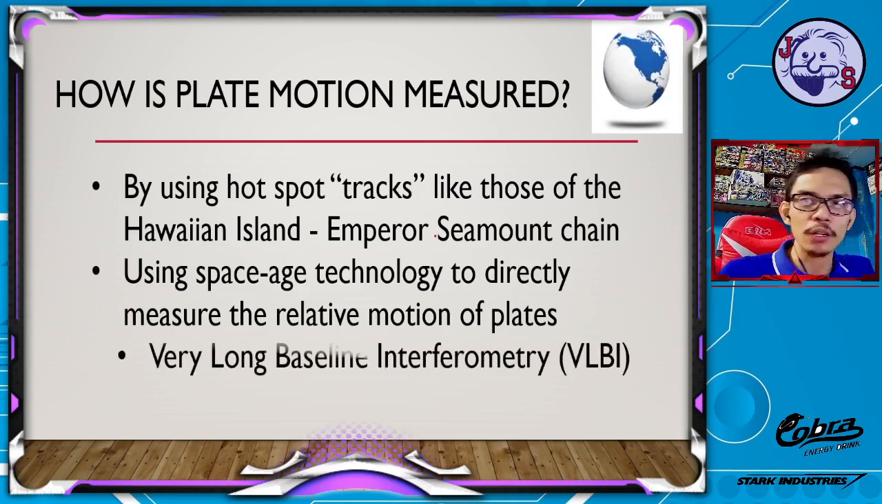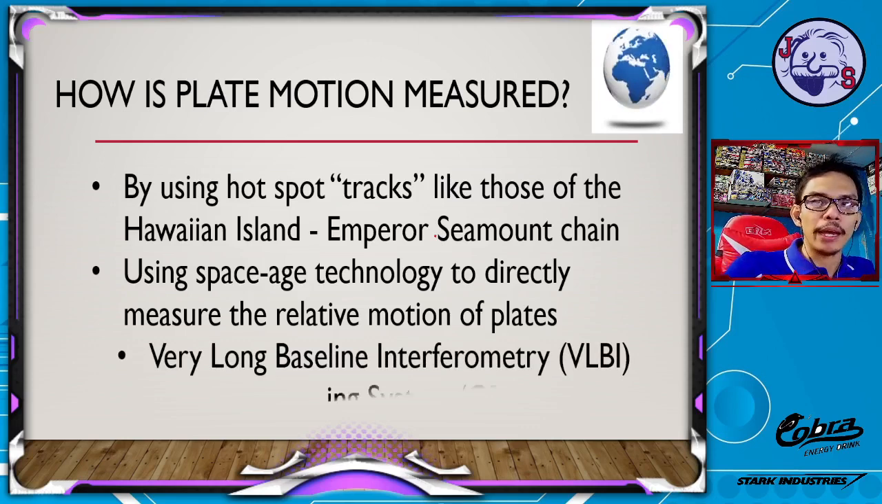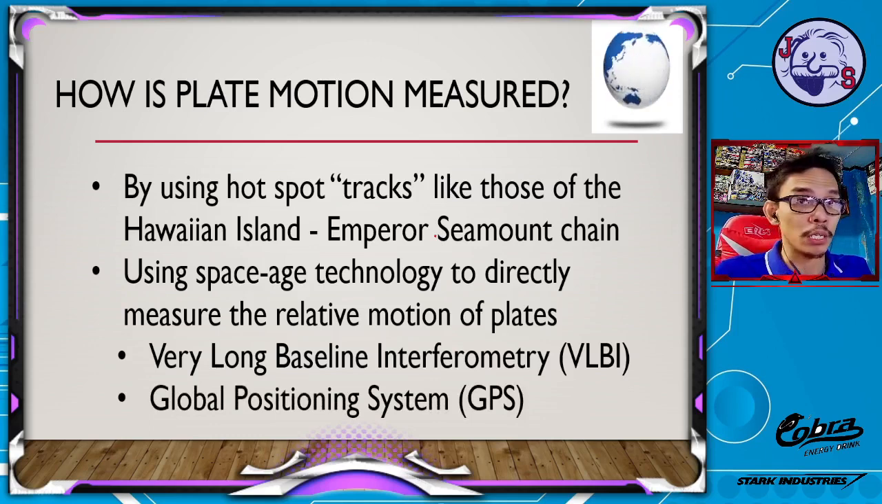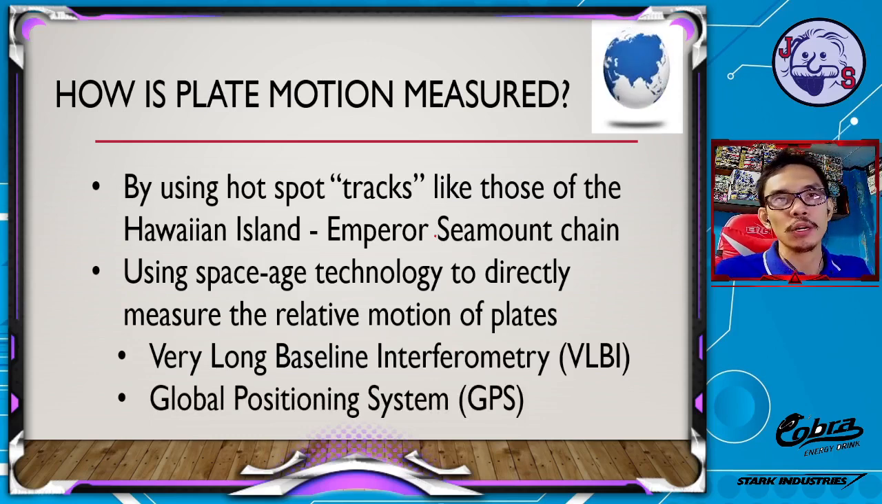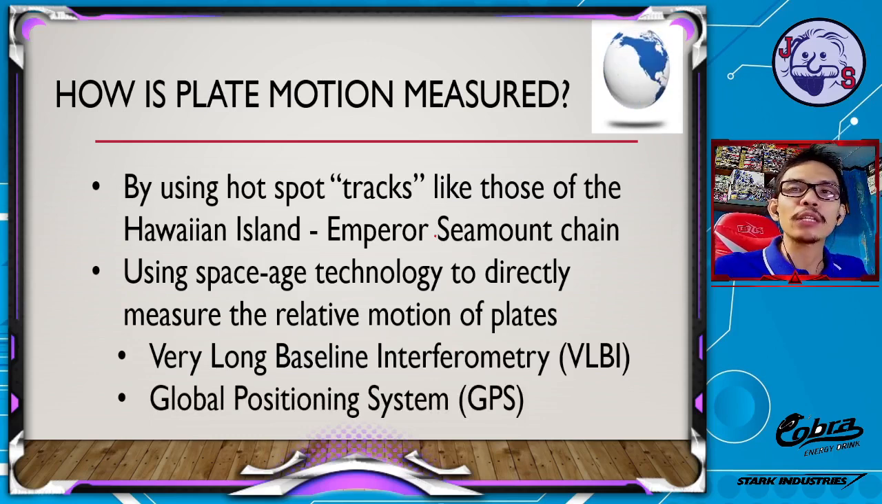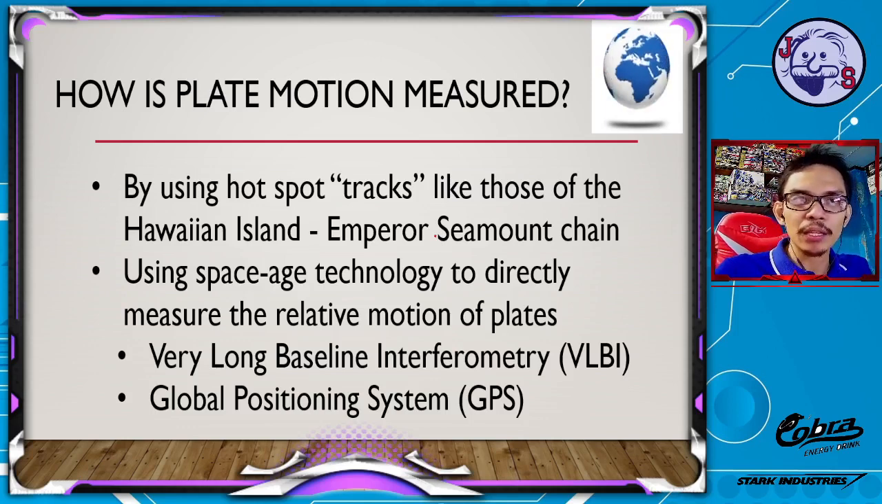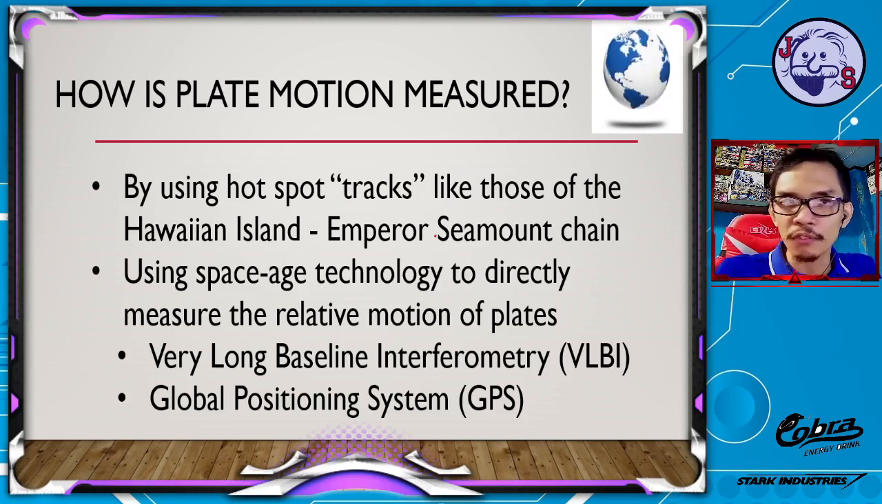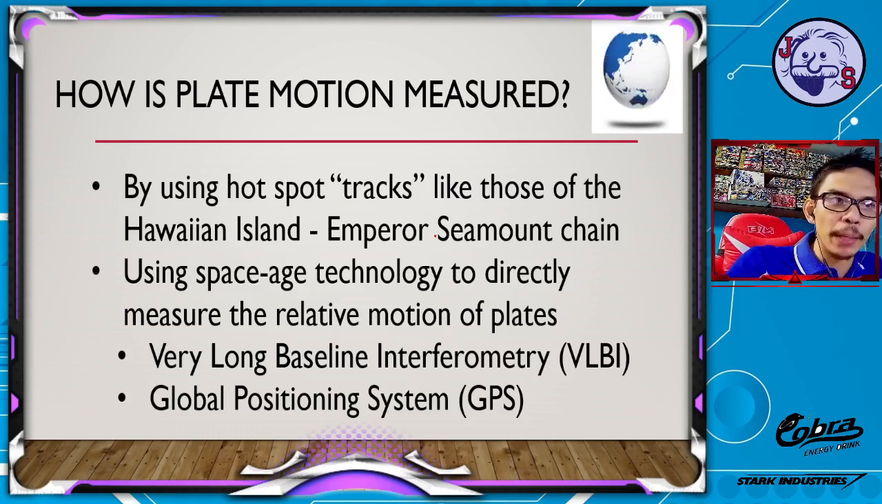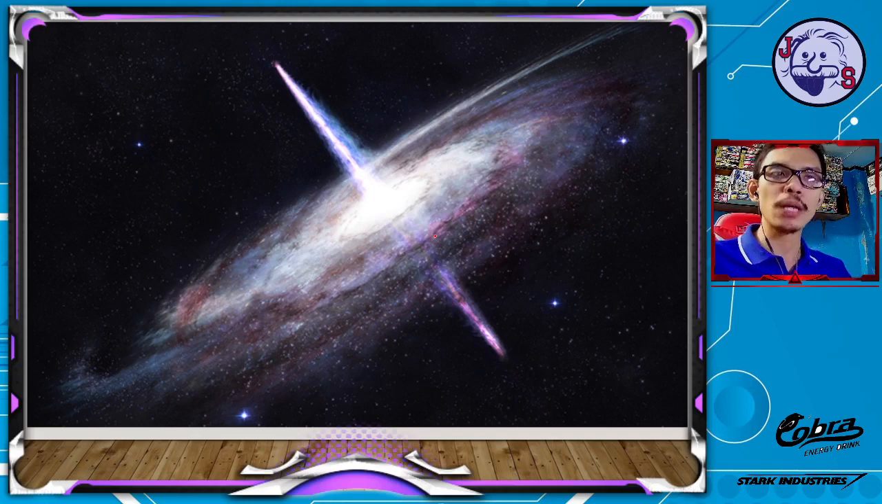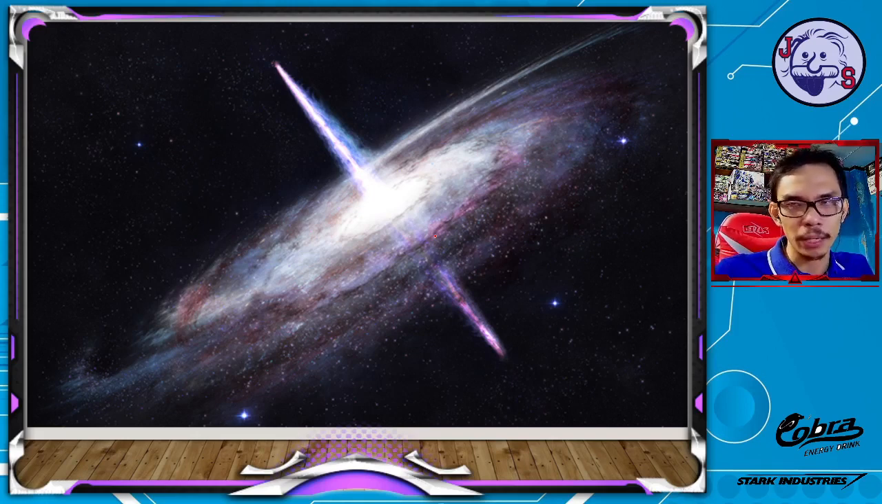The first one is the very long baseline interferometry, and the second one is the global positioning system. I know you are familiar with the global positioning system because our smartphones contain GPS capability. When you are lost in a particular place, you can use the GPS to verify your location and to help you locate where you are going. So what is this very long baseline interferometry? This is a very complicated process, but it uses some basic trigonometric formulas.